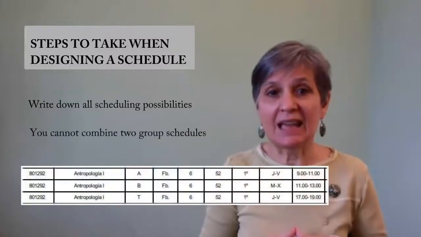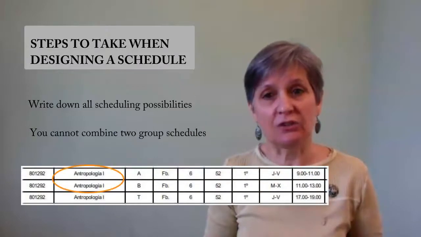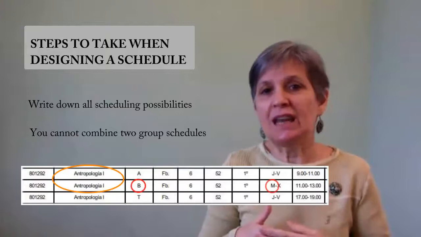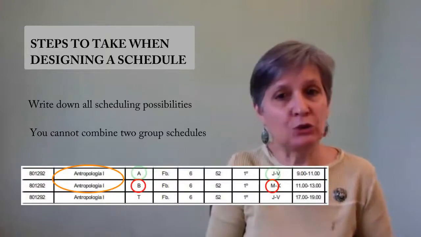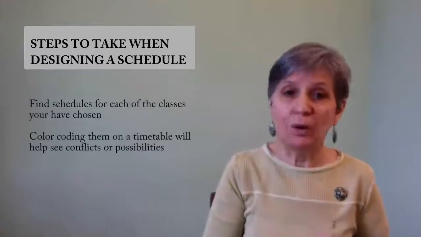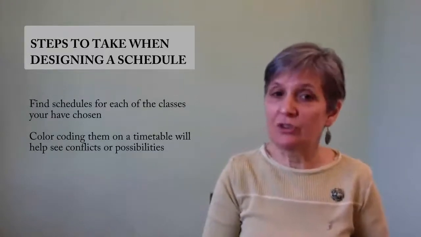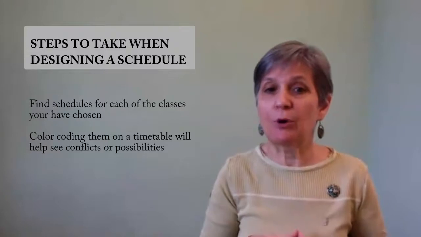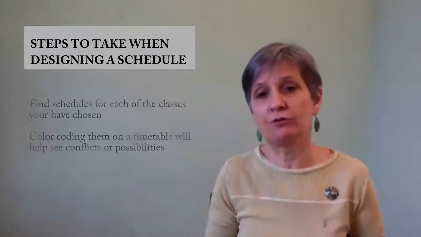Note you cannot attend classes from a mix of sections. That is to say, you cannot take a Group B class on Tuesday and a Group A class on Thursday. Once you write down the schedules of the different sections, go back to the beginning and repeat the process for the remainder of the classes you've chosen.